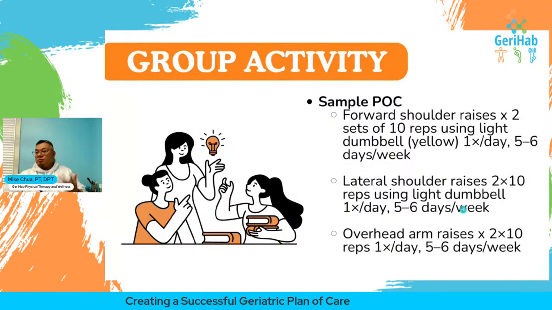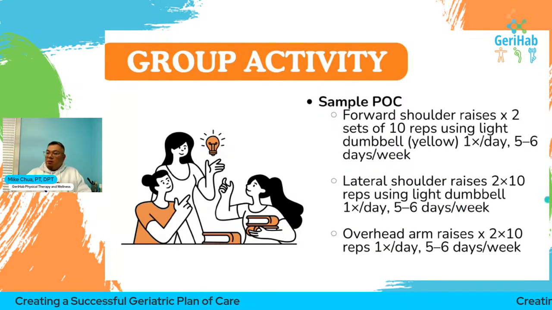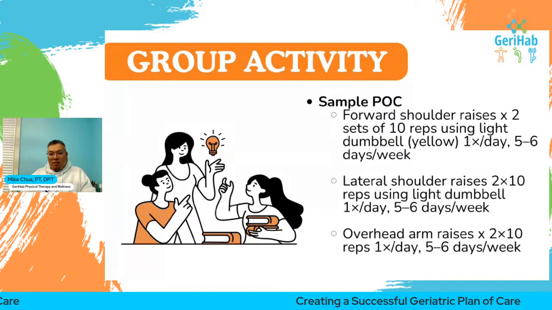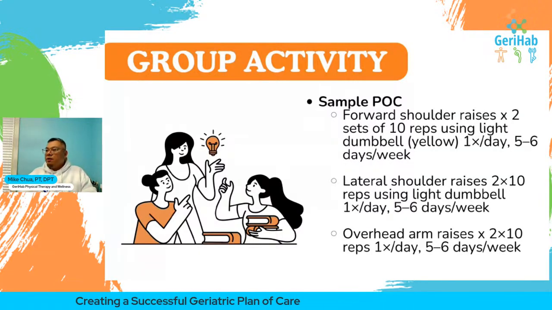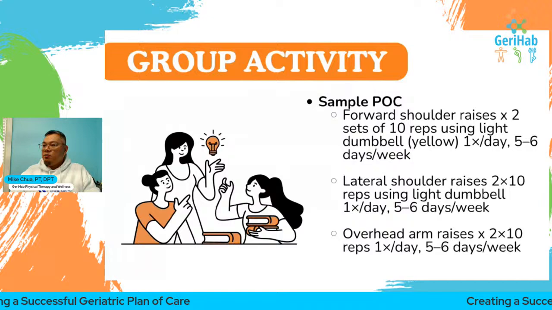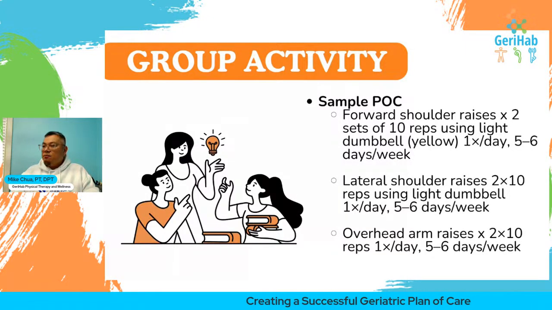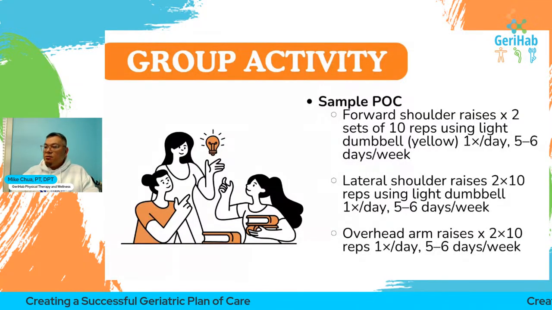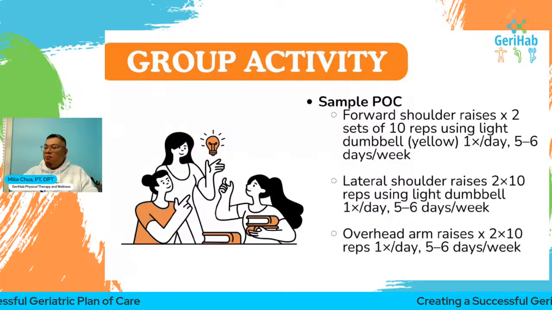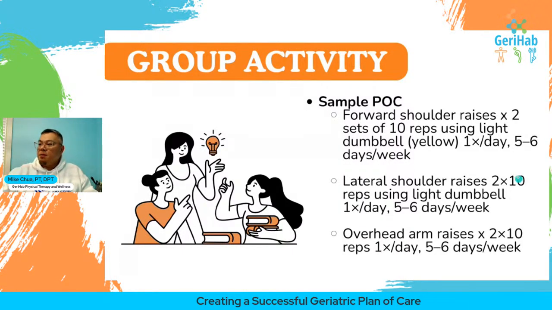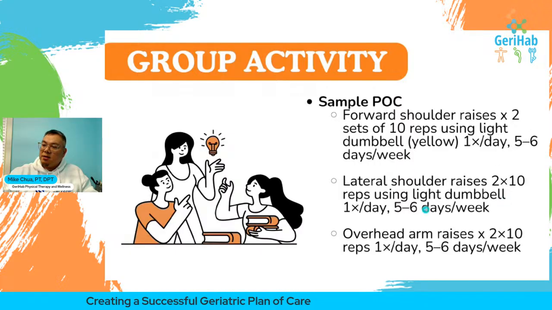Okay, so let's do a sample plan of care on that specific patient that we have, the patient who fell and then had a hip fracture and shoulder pain. Forward shoulder raises, 2 sets of 10 reps using a light dumbbell, yellow, 1 time a day, 5 to 6 days per week. Overhead shoulder raises, 2 sets of 10 reps using a light dumbbell, 1 time a day, 5 to 6 days a week. So this looks more like a home exercise program.